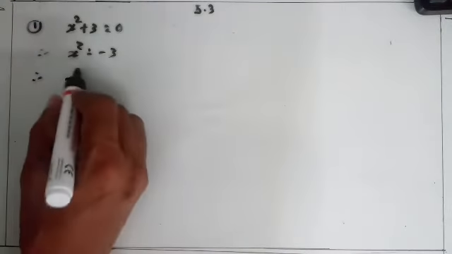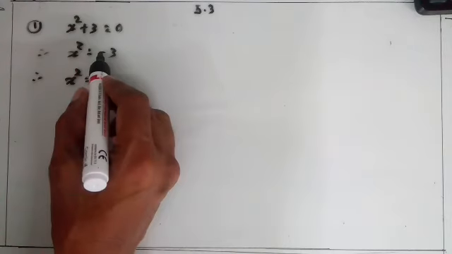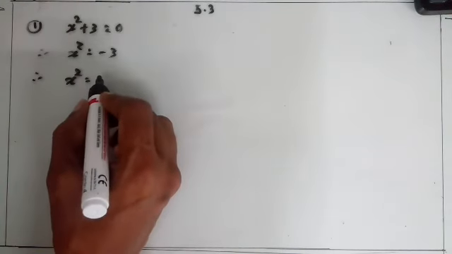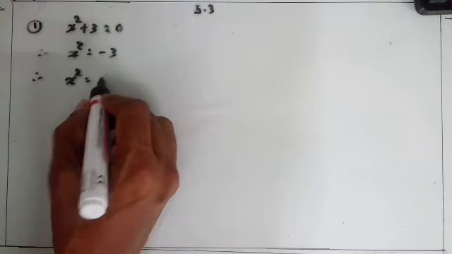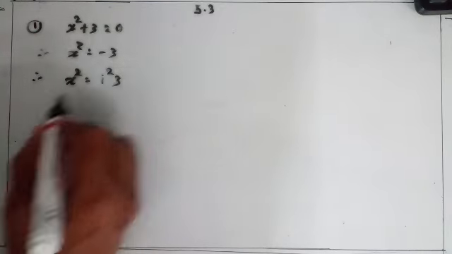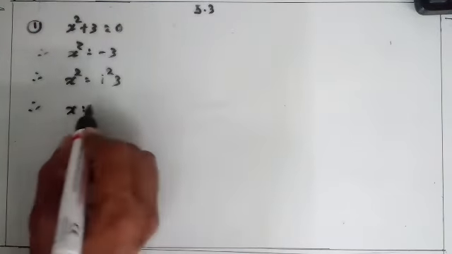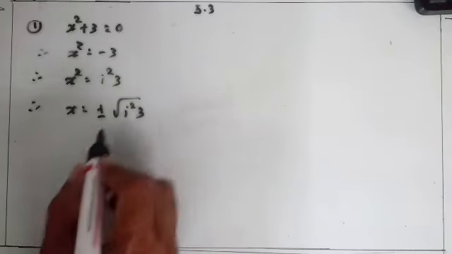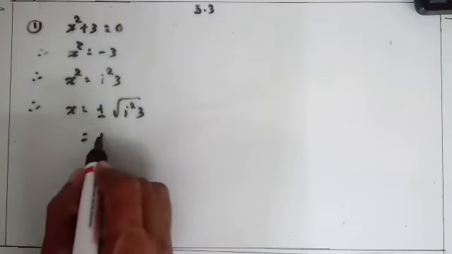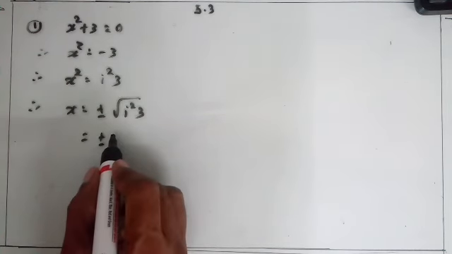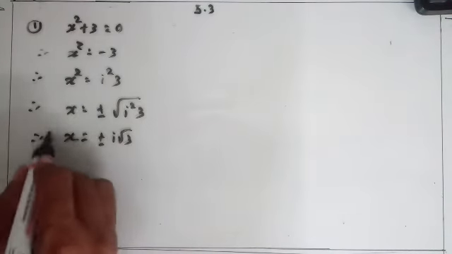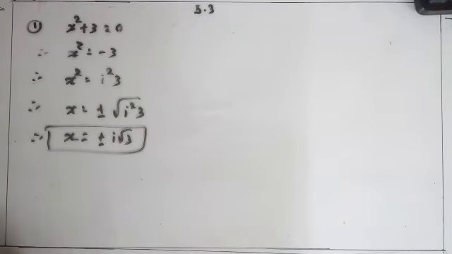Therefore x² = −1 × 3, where −1 changes into i², so x² = i² × 3. Therefore x = ± √(i² × 3), so x = ± i√3. This becomes the solution of the given quadratic equation. Clear?